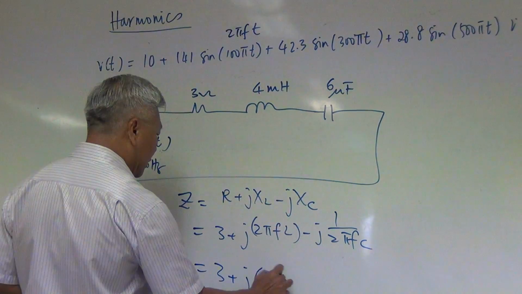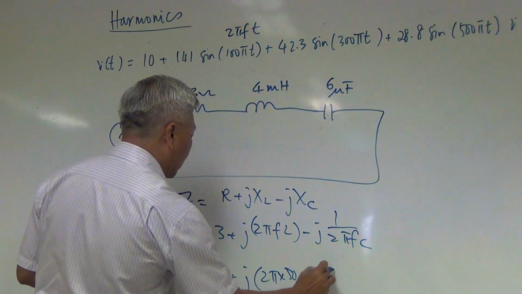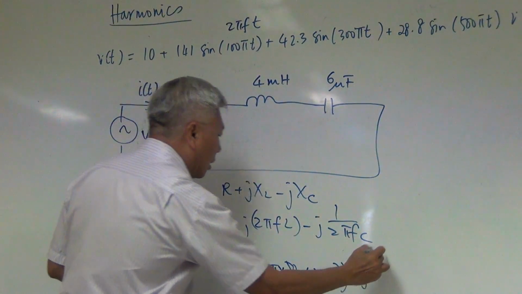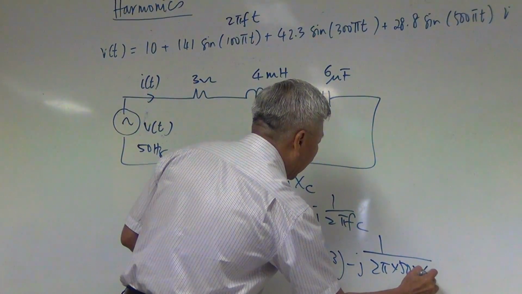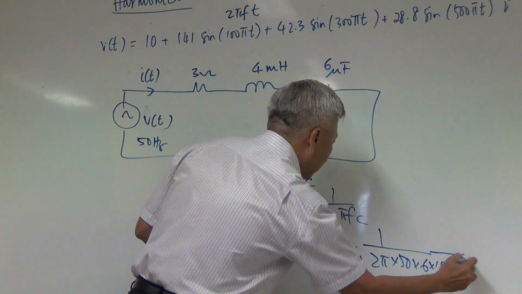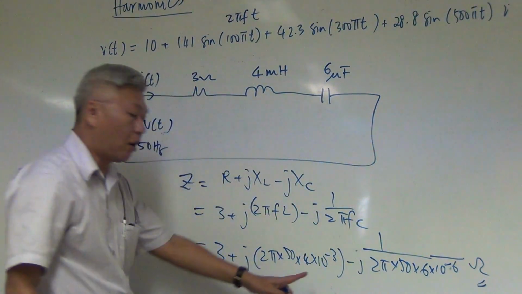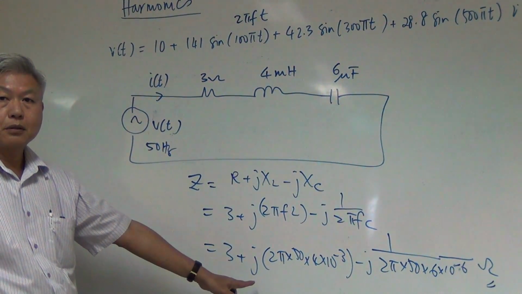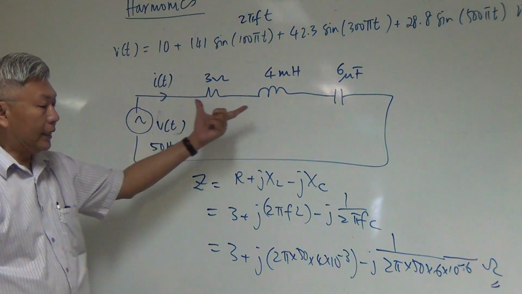Frequency is given as 50, so you multiply 50 and 4 milli, so it's 4 times 10 to the power minus 3, minus j 1 over 2 pi times 50 times 6 times 10 to the power minus 6. Right? So you get this complex number to find the impedance. True? So with 50 Hertz, I get this impedance.